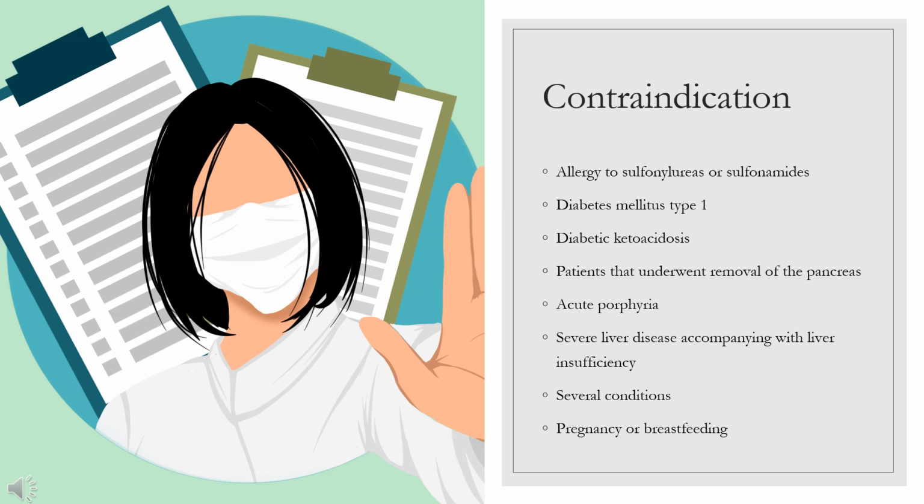Contraindication. Gliquidone is contraindicated in patients with allergy to sulfonylureas or sulfonamides, diabetes mellitus type 1, diabetic ketoacidosis, patients that underwent removal of the pancreas, acute porphyria, severe liver disease accompanying liver insufficiency, several conditions, for example infectious diseases or major surgical intervention, when insulin administration is required, pregnancy or breastfeeding.